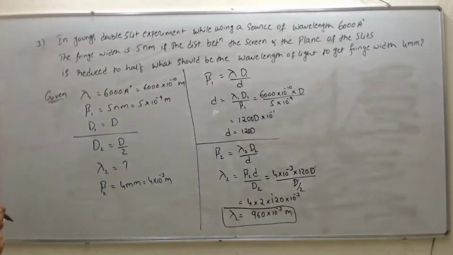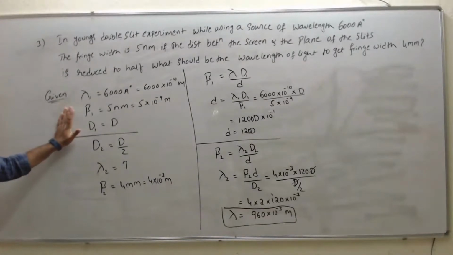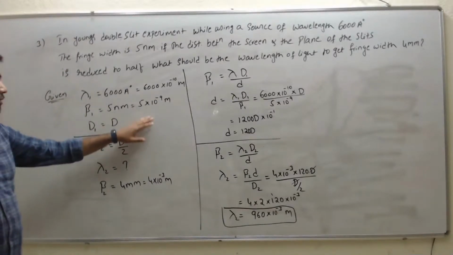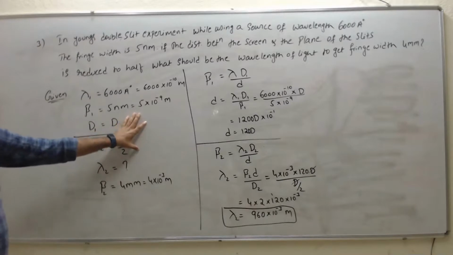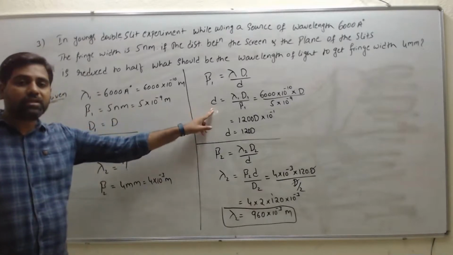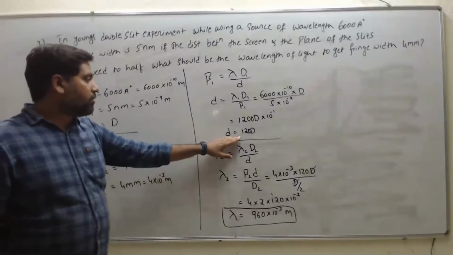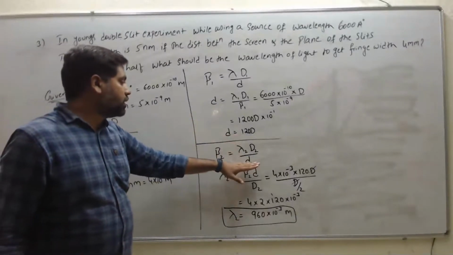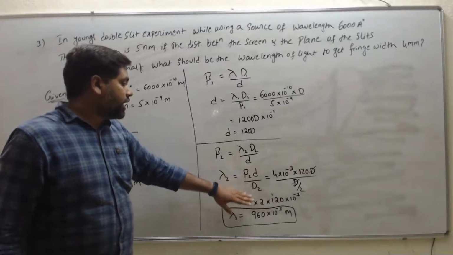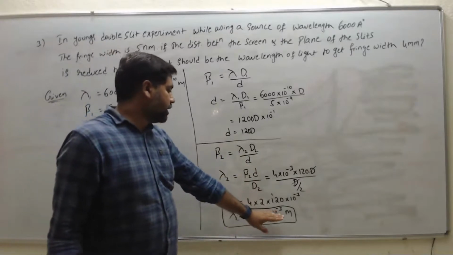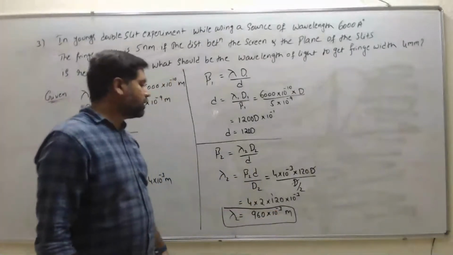So this is another type of problem. Here also they gave two cases, and in both cases the small d, the slit separation, is the same. First we find the value of d, then substitute it in the second case. We get 960 into 10 to the power of minus 3 meter.